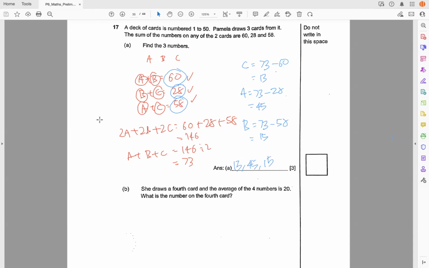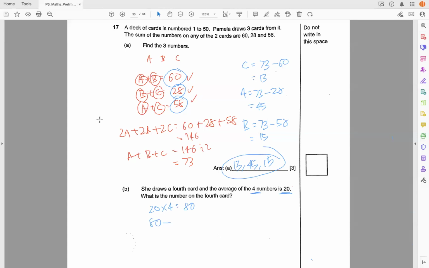Simple. She draws the 4th card and the average of the 4 numbers is 20. What is the number of the 4th card? This one is an easy average question. Given average, find total. Remember what I said? Given average, find total. So 20 times 4 is the total. You want the 4th card, so you minus away these 3 numbers.